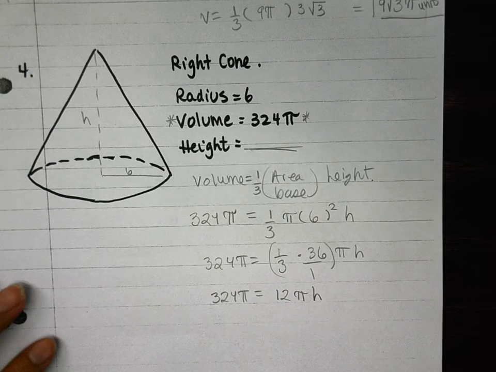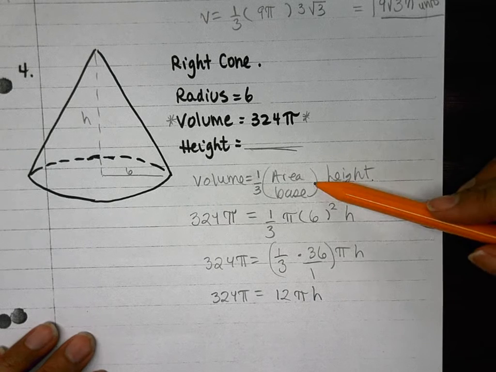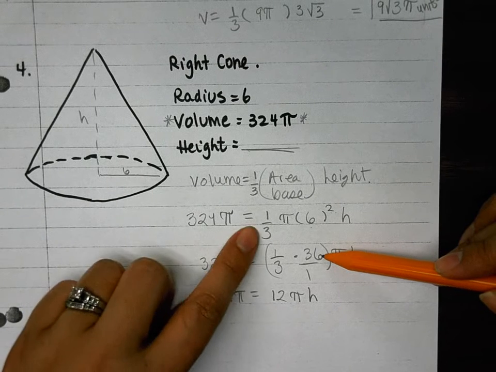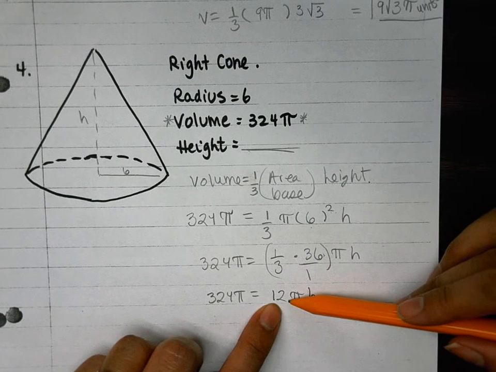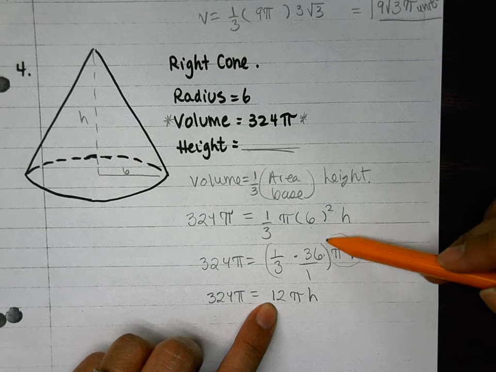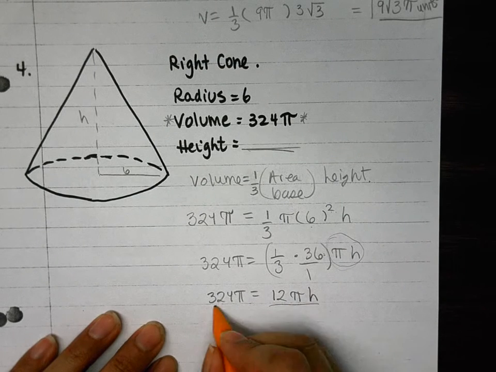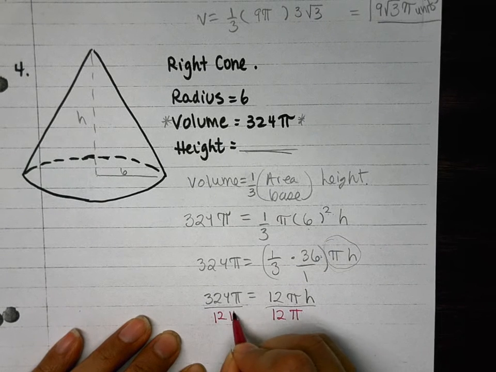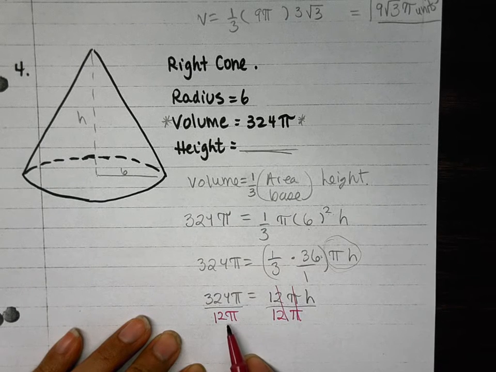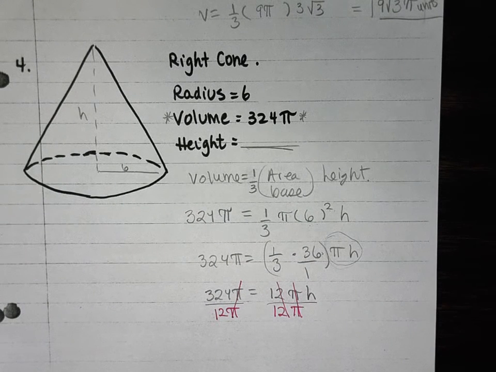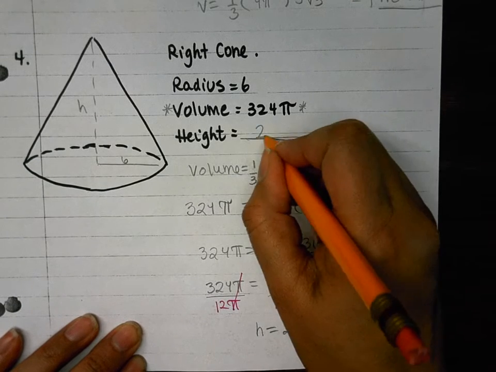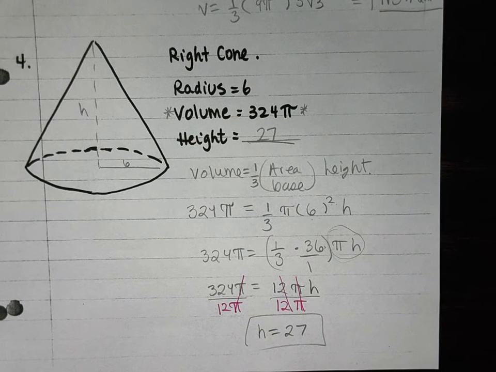I'm going to let you finish if you've got it. I'm going to explain one more time. Area of the base was pi r squared, r being 6. 6 squared is 36. And 1/3 and 36 reduces to 12. And then pi and h is still kind of hanging out there. What do I divide both sides by? 12 pi. Good. That gets done all in one shot, because I'm trying to get h by itself. What's nice about the pi over here? It cancels out, so you're left with 324 divided by 12. 27. h equals 27. Make sense? No? Okay.